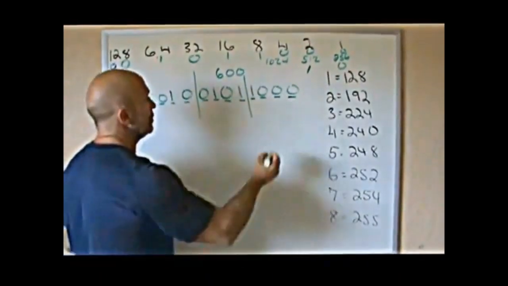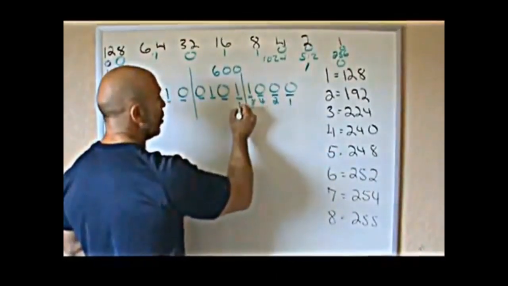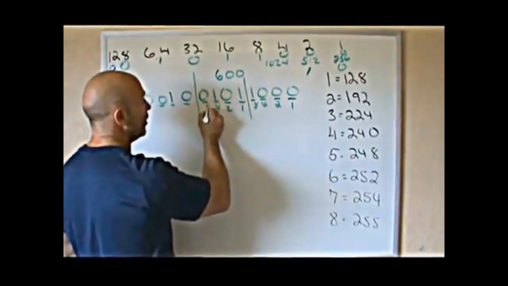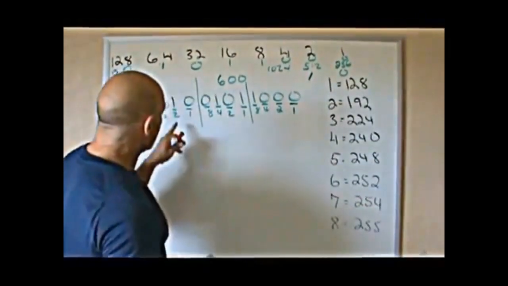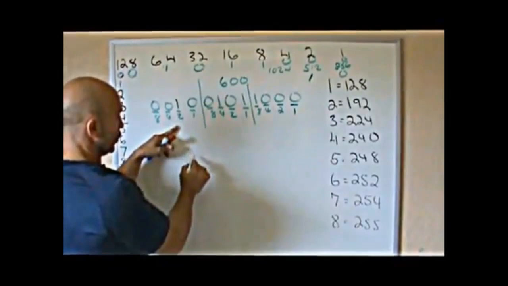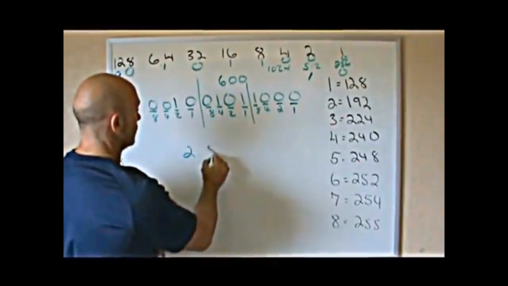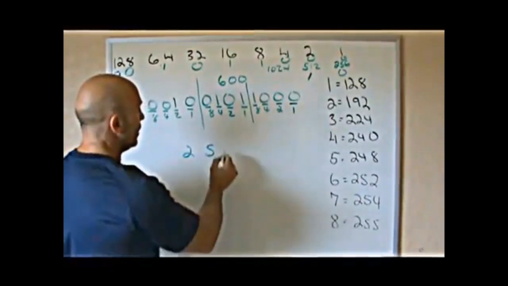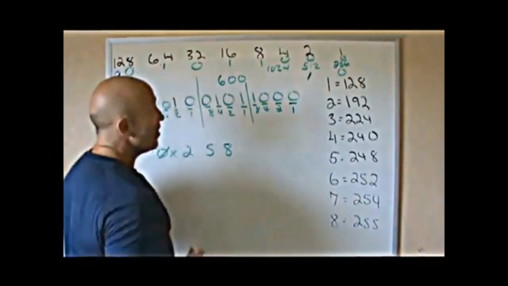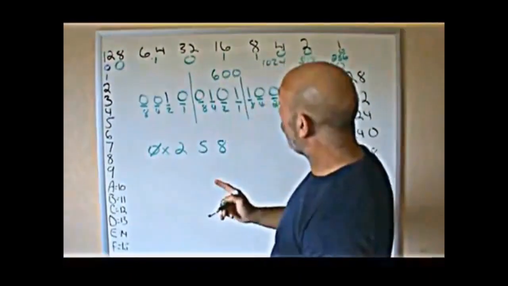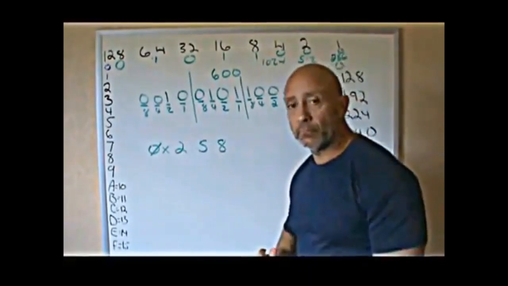Bit values: 1, 2, 4, 8, for each section. Alright, so what's on here? The 2. What's on here? The 4 and the 1. And what's on here? The 8. So, the hex value for 600 is 0x258.